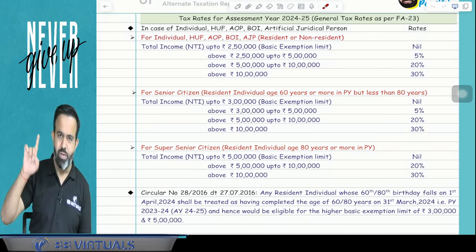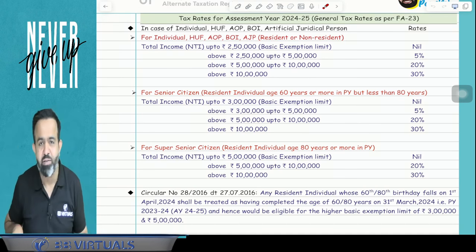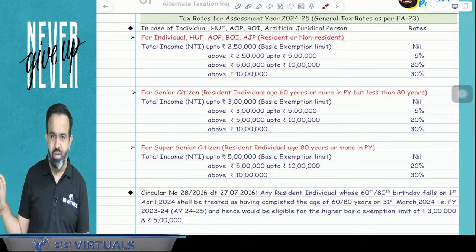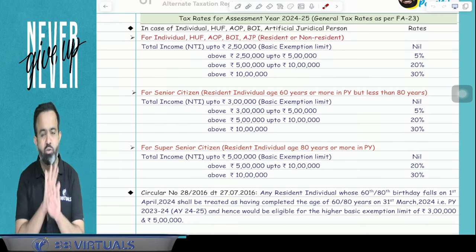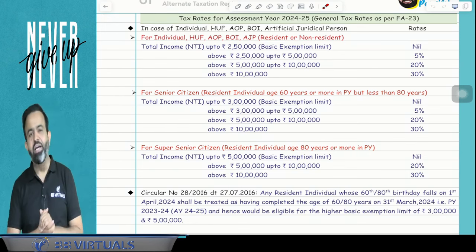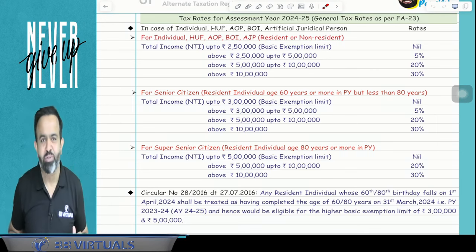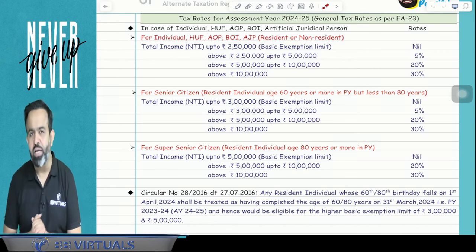Finance Act 2023 means last year in 2023, Nirmala Sitharaman ji presented the finance bill on 1st Feb 2023, that bill is applicable. Whatever amendment will be made by the Finance Act 2024 is not applicable for your examination. Or I can say that whatever Nirmala Sitharaman ji will speak on 1st Feb 2024 is not applicable for your examination.